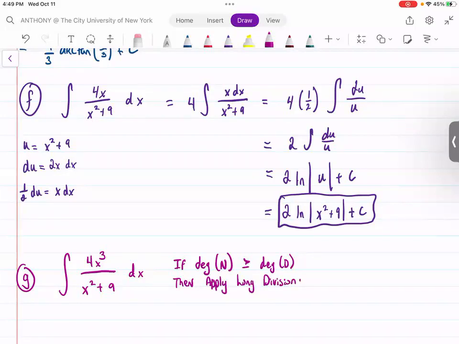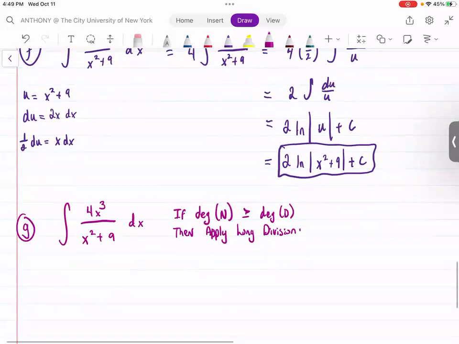You should have seen long division in pre-calculus, which was probably a year or a year and a half ago. So we're going to review the long division here to simplify this expression, okay? So aside, for long division, here's your long division bar.